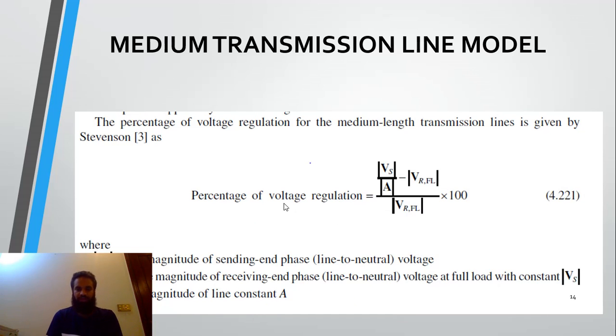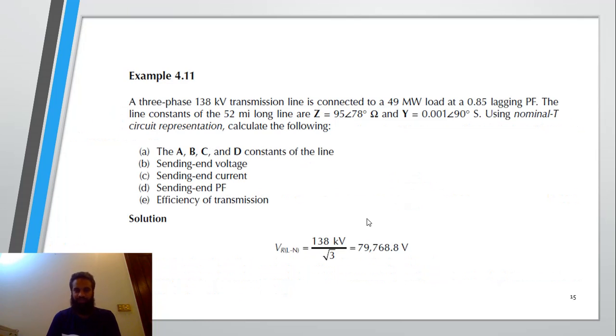In order to calculate the voltage regulation, we have the sending end voltage minus the receiving end voltage divided by the receiving end voltage, but we have divided by A, and A is the magnitude of the line constant A. So A is a constant value which we need to calculate. So this is the equation of the voltage regulation.